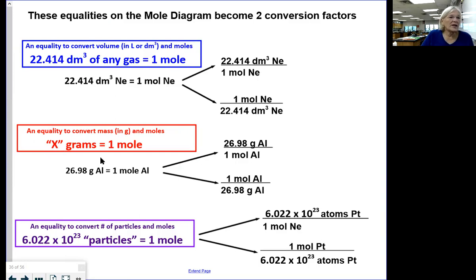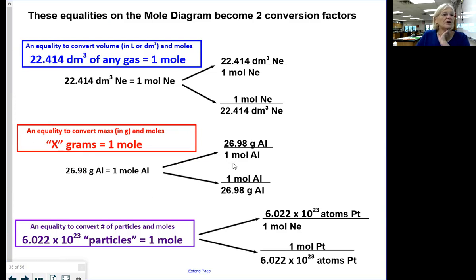The second equality on that mole diagram is X number of grams equals 1 mole. That's the molar mass, or the average atomic mass for atoms on the periodic table. Here is the molar mass of aluminum. That many grams of aluminum equals 1 mole of aluminum. Please note that I always write the number, the unit, and the chemical equals number, unit, chemical. You must be that thorough in the writing, the presenting of your work.